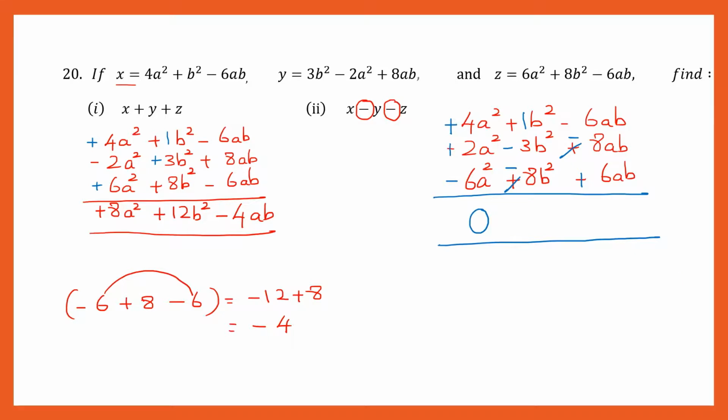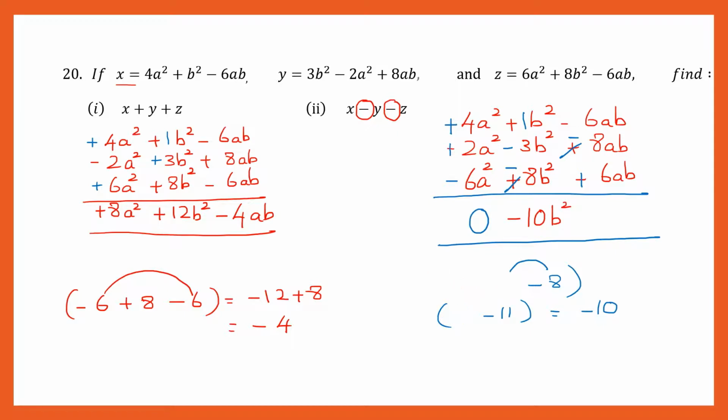Now let's take b square and see what we get. So b square, only the numerical coefficient, plus 1 minus 3 minus 8. Take the numbers with the same sign, minus 3 and minus 8. Add it up. Minus 3 plus minus 8 is minus 11. So this becomes plus 1 minus 11. When signs are different, sign of the bigger number and subtract. 11 minus 1 is 10. So this becomes minus 10b square.